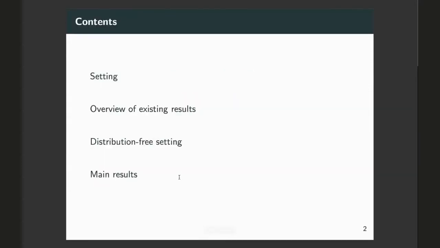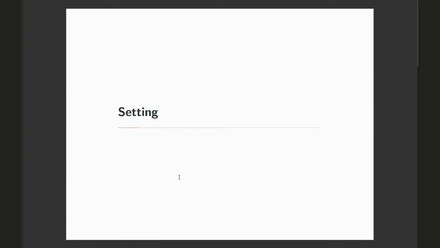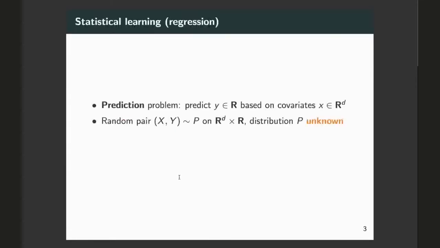Okay. So I'm going to start by presenting the setting. We will be looking at a statistical learning problem, or prediction problem, where we try to predict a value of interest y, an output, based on some variables, some covariates x. So these are d variables, which constitute a vector in R^d. And this is the input, and given the input, we want to predict the output.